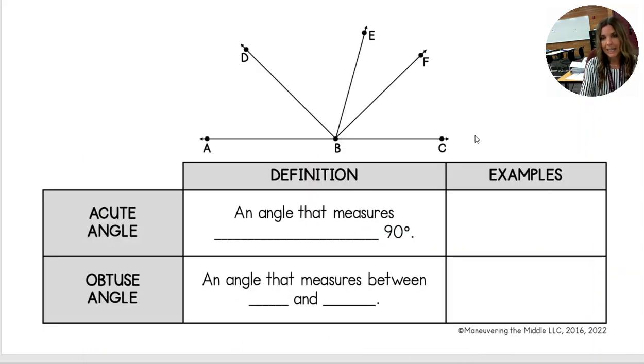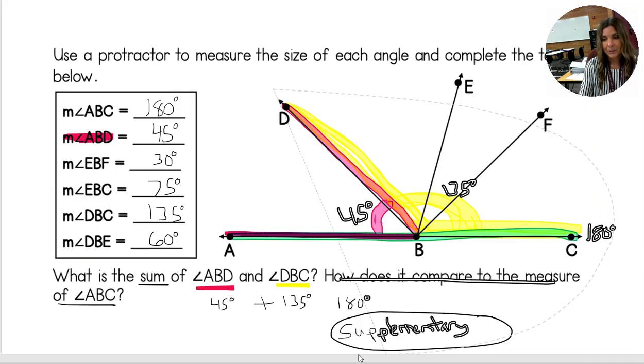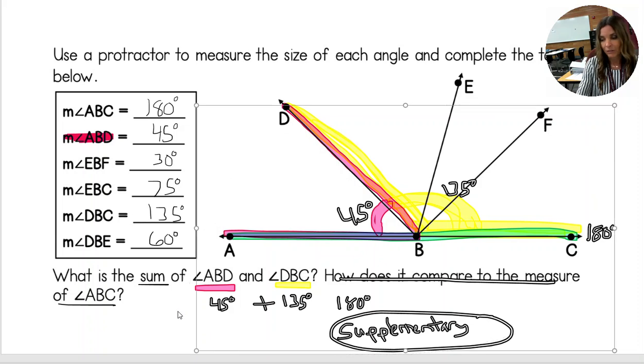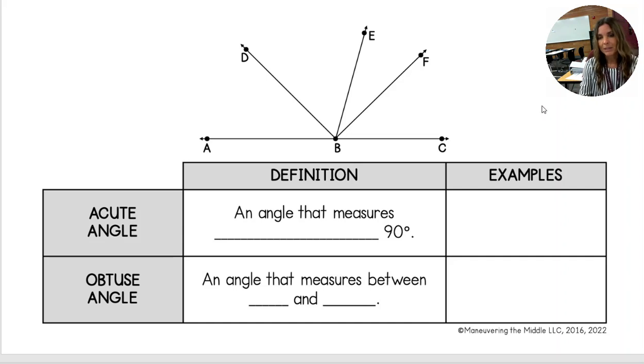So let's go ahead and use these angle measures that we just found, and fill out our table about all of these different angles and their definitions. Okay, so this should be a review from previous grades, but an acute angle is any angle that measures less than 90. Okay, so a 90-degree angle looks like this. It's a right angle.